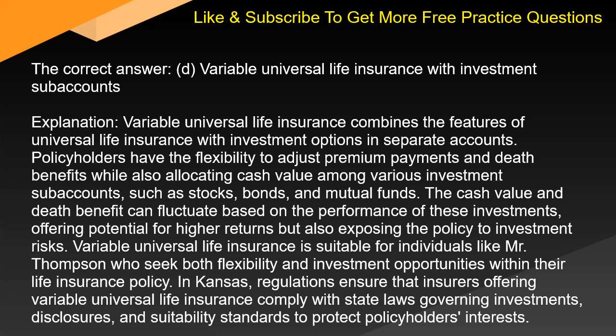Explanation. Variable universal life insurance combines the features of universal life insurance with investment options in separate accounts. Policyholders have the flexibility to adjust premium payments and death benefits while also allocating cash value among various investment subaccounts, such as stocks, bonds, and mutual funds. The cash value and death benefit can fluctuate based on the performance of these investments, offering potential for higher returns but also exposing the policy to investment risks.